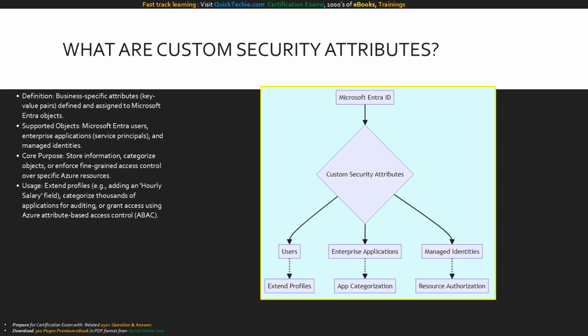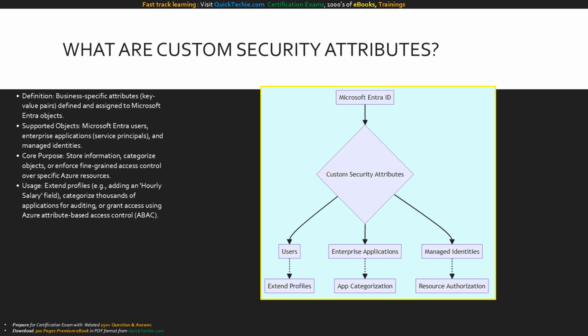For instance, you could extend a user's profile to include an hourly salary attribute, categorize hundreds of apps for a compliance audit, or specifically grant users access to Azure storage blobs that belong to a highly restricted project. They form a foundational pillar for identity-driven security.